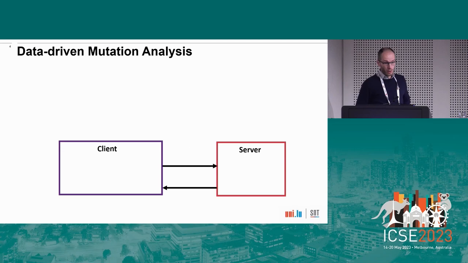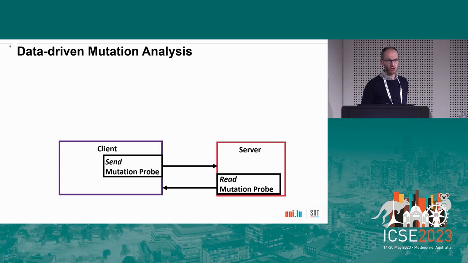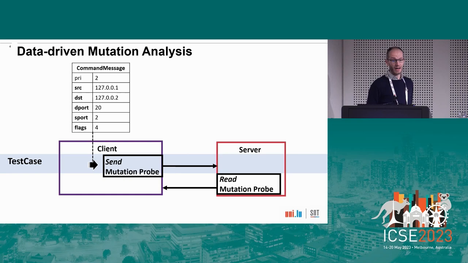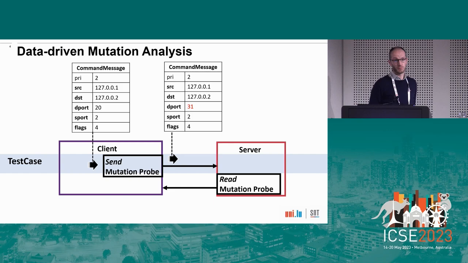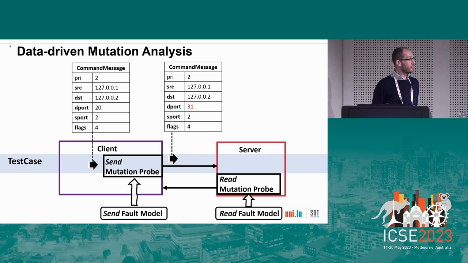DAMAT is a tool that performs what we call data-driven mutation analysis. It consists of injecting mutation probes in the communication layer that is used by different components. During the execution of test cases, these mutation probes alter the data that is exchanged between the components. How the data is modified is controlled by fault models that are specified by software engineers. The fault models should be specified in such a way that when a mutation is performed by these mutation probes, you should observe a failure.